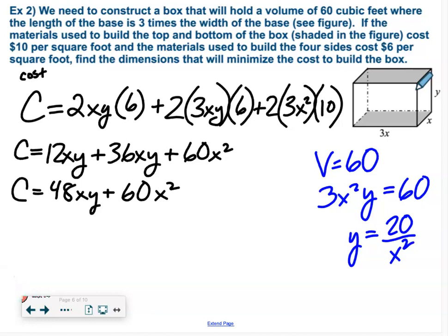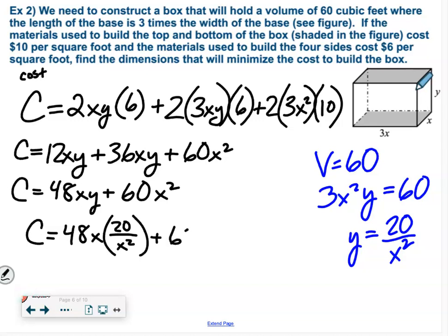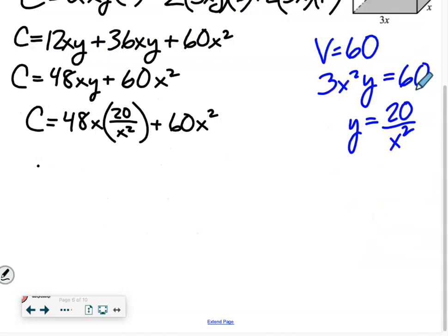So I go back to my cost function, and I get 48x times 20 over x squared plus 60x squared. Whenever you're doing these, before you differentiate, always clean it up first. So you get 960 over x plus 60x squared.